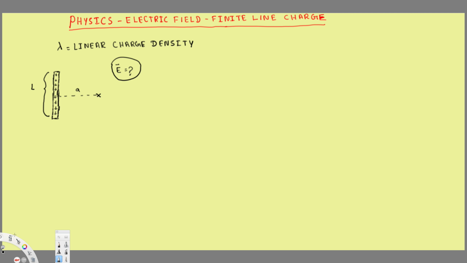We have a linear finite object right here. So this is a linear, finite line, finite length, and the question is asking to find the electric field at this location right here. So let's see how we can find this one.